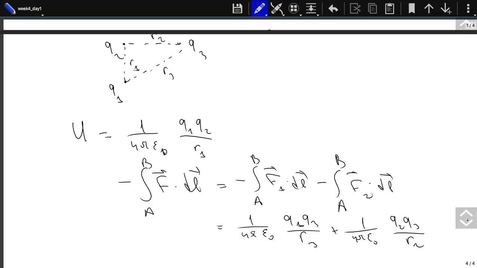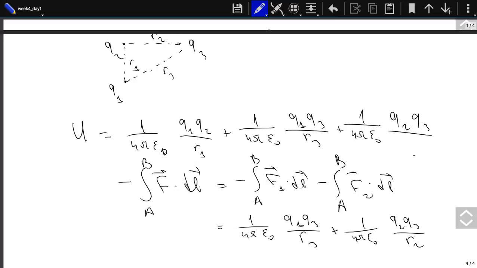That is the amount of potential energy stored in the system if I move Q3 from infinity to this point in the presence of these Q1 and Q2 charges. So that is, again, the energy stored in the system. So the total energy stored in the system would be this one: Q1 Q3 divided by R3 plus 1 over 4 pi epsilon 0, Q2 Q3 divided by R2.